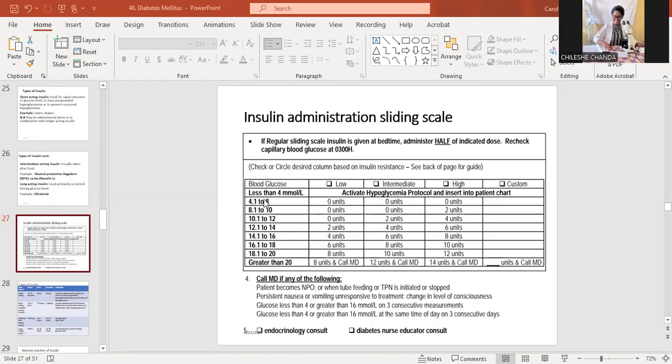And so this column is showing us the level of this particular patient. So if a patient's blood sugar levels are, for example, between 12 to 14 millimoles per liter, then you're going to give these amounts of units. 2 units from fast acting, 4 units in intermediate acting, 6 units in long acting. So this is the way. It is an example of an insulin sliding scale that can be done for any patient.